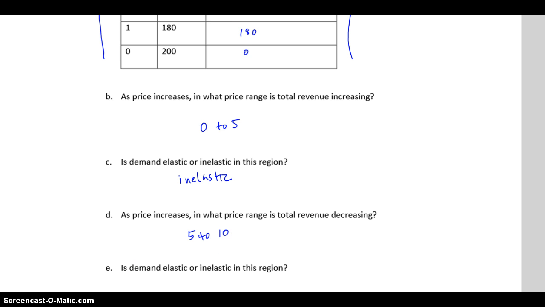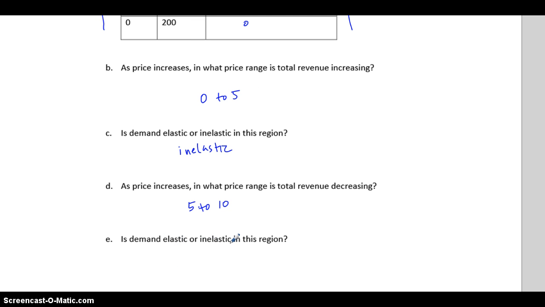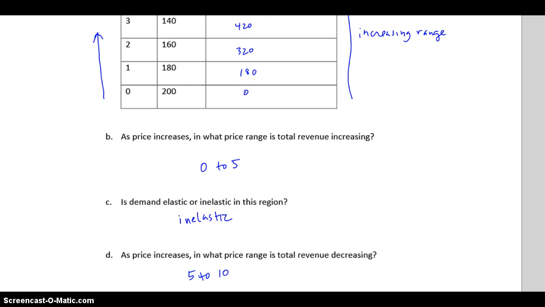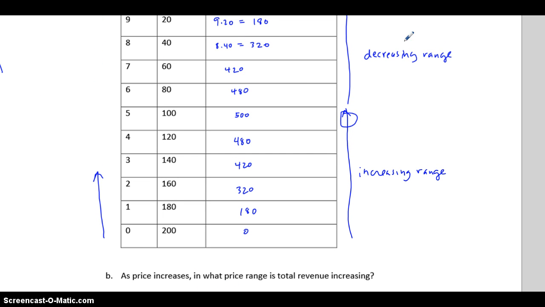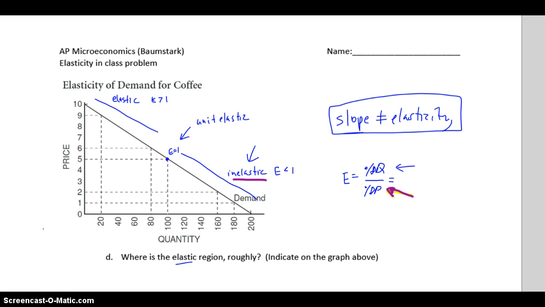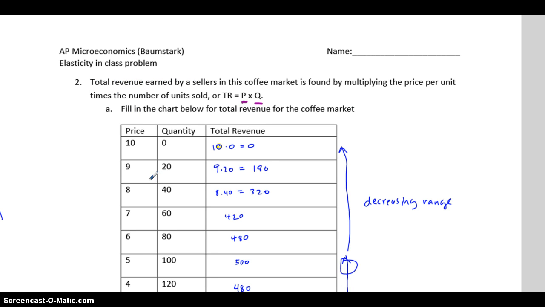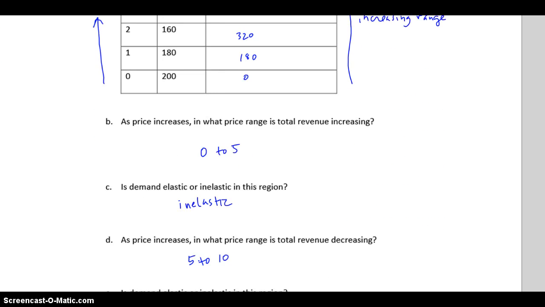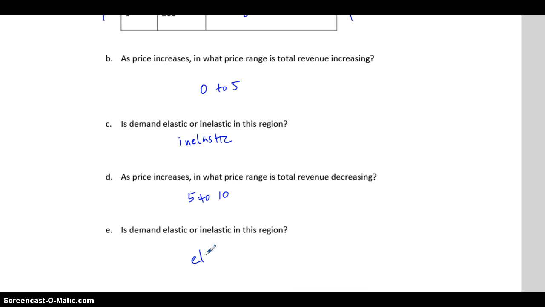And then we're asked, is demand elastic or inelastic in this region? Well, let's think about that again. We're in the decreasing range, in the spot where prices are high on the higher end and quantities are low. Let's go back to our graph here. Prices are high, quantities are low. Well, hey, that's the elastic region of the demand curve here. And so we have the answer to that question. Elastic.